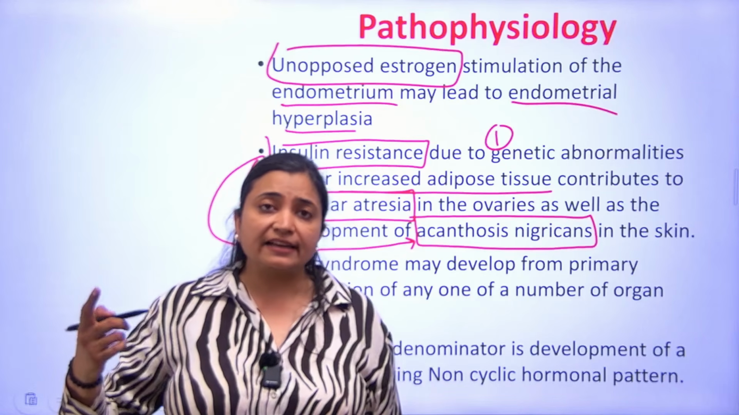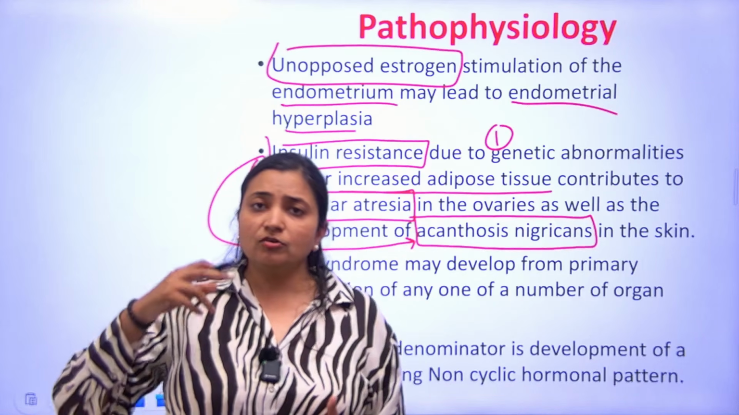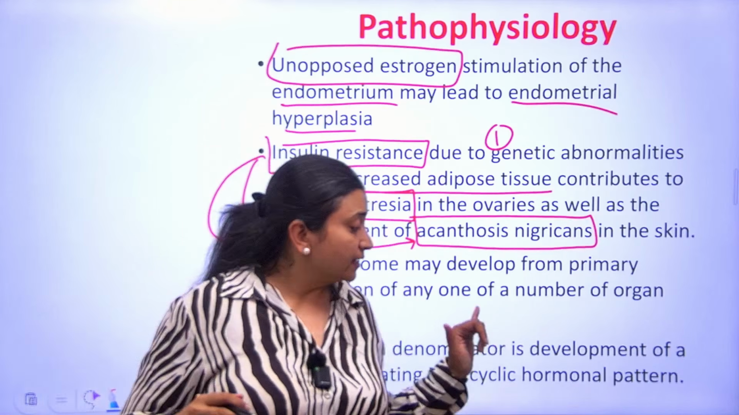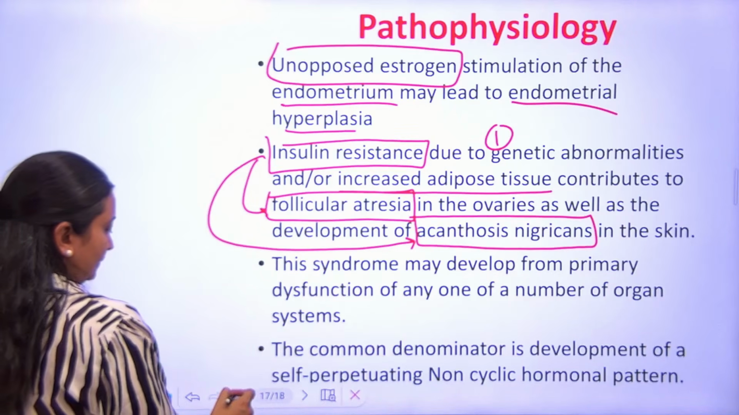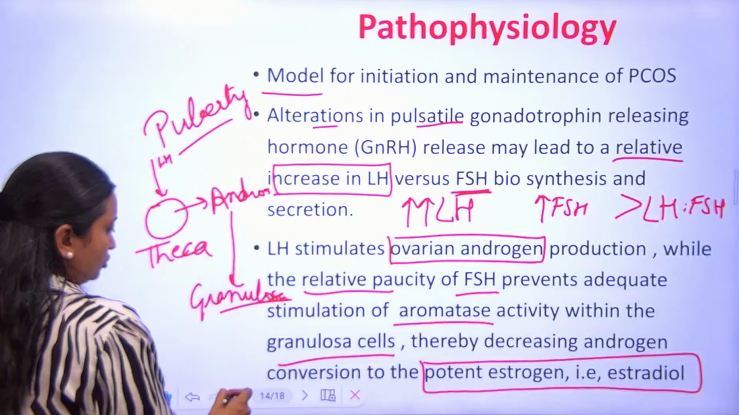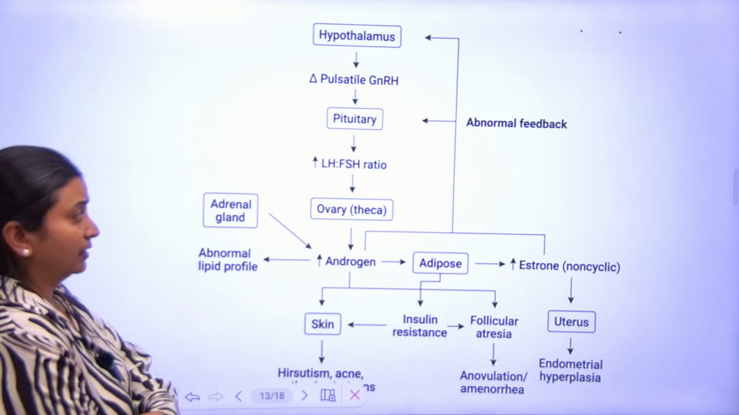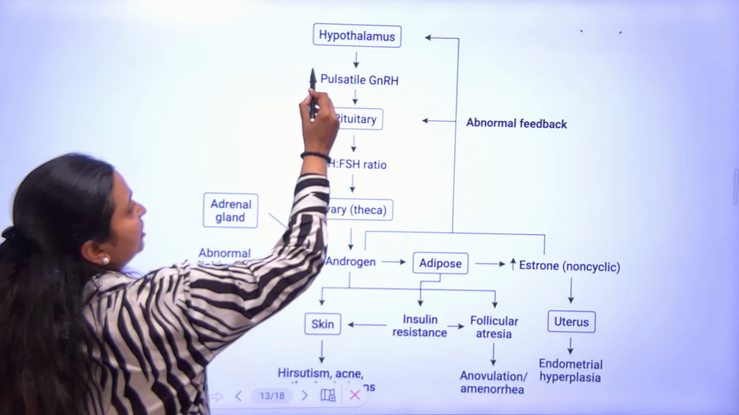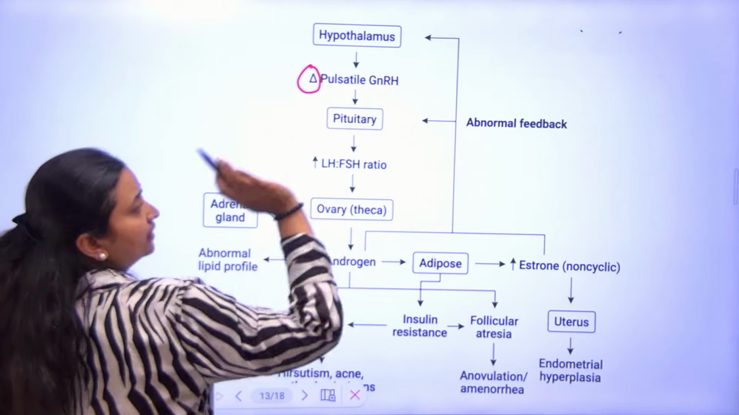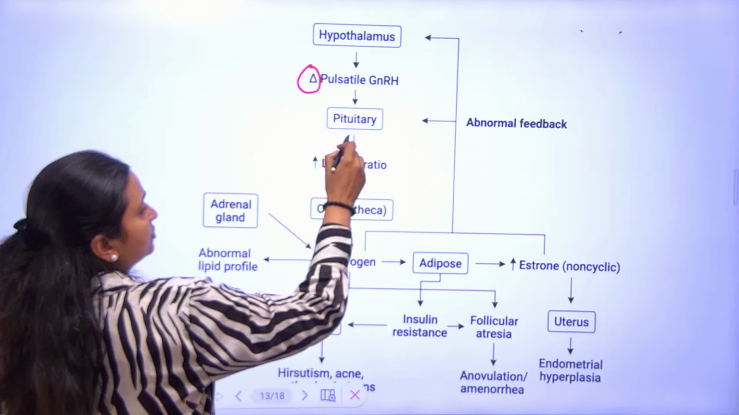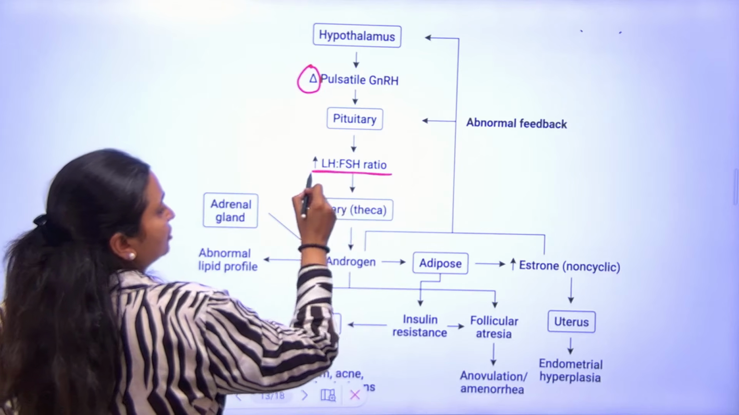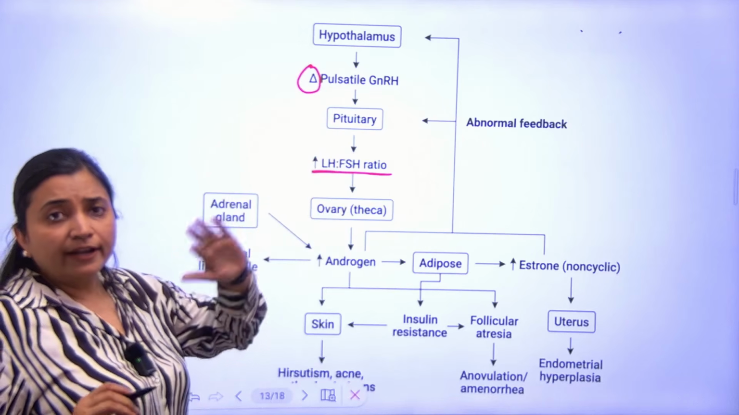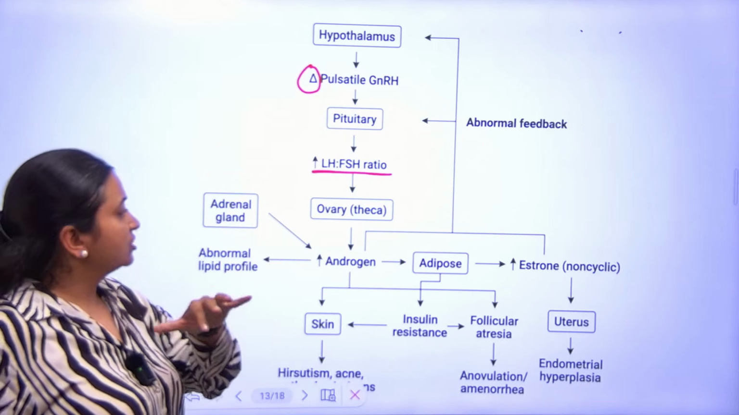If it would have been cyclical, then it is a normal menstrual cycle. We know that the menstrual cycle is a follicular phase, ovulation, secretory phase, back to that. But it is not like that. It is a non-cyclical pattern. So coming back to my flow chart now, I hope we understand it in a better way. From the hypothalamus we start. There is a change in the pulsatile GnRH pattern. Then the pituitary is stimulated and the LH and FSH ratio deranges. LH is increased more and FSH does not increase more. In toto there is an increased LH to FSH ratio.